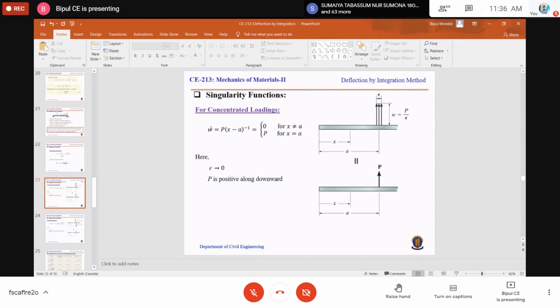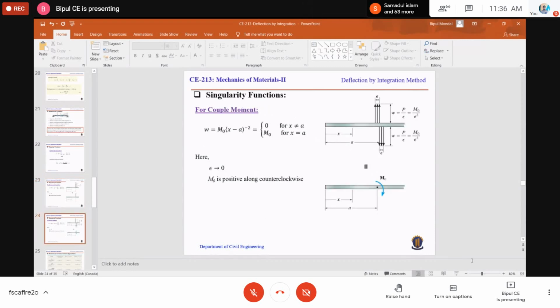And that is when it equals P. Okay, anyway, and sometimes the structure may be subjected to concentrated moment.